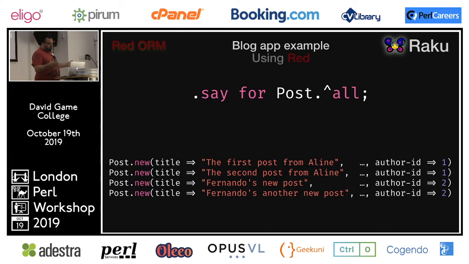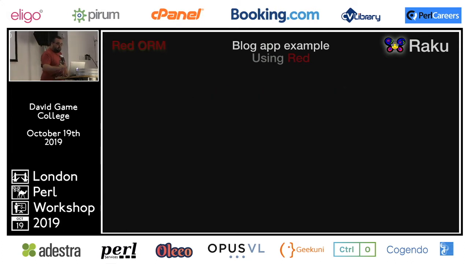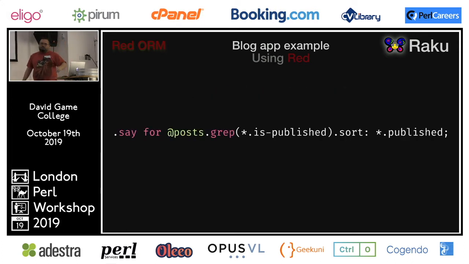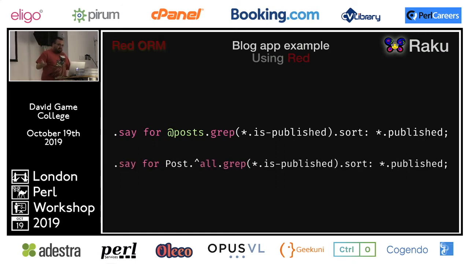Okay, so what about the other examples? Let's see this one. This one is the one that grabs all published posts and sorts them by the published date. We could do that just, again, changing the array of posts for Post dot caret all.